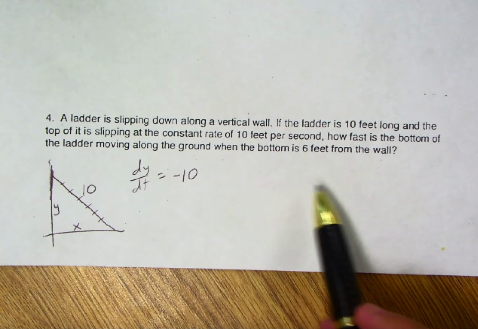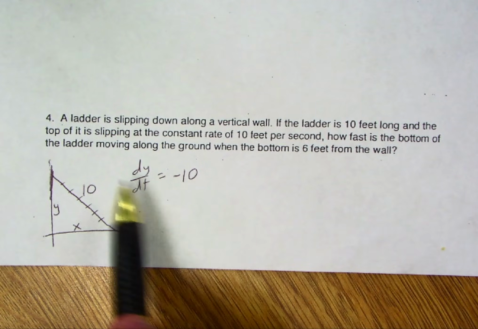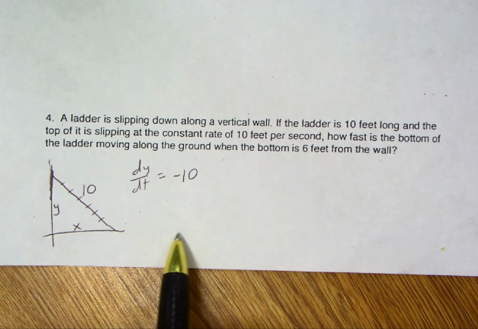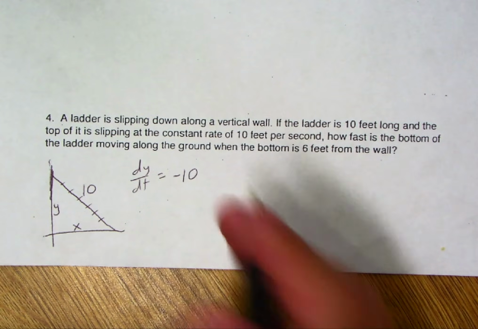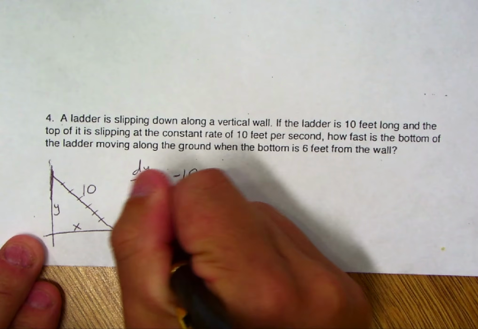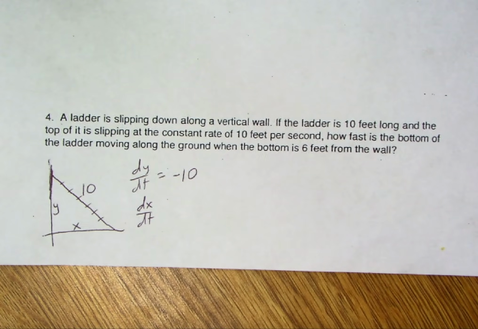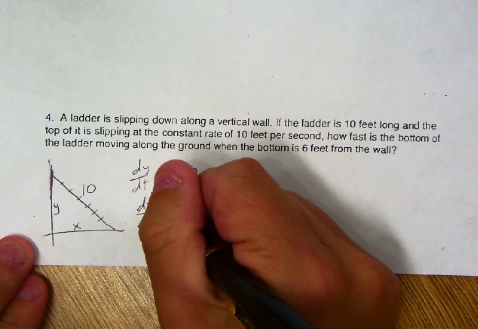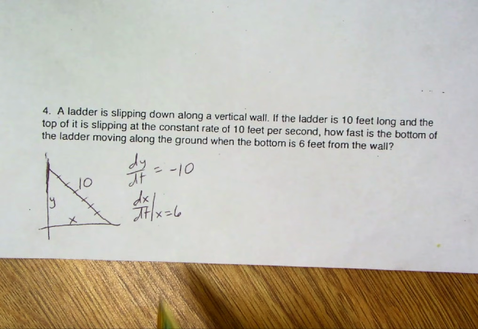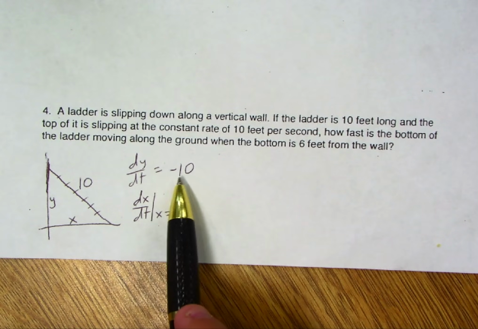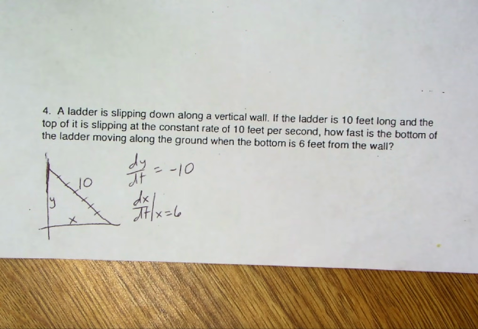We're looking for how fast the bottom of the ladder is coming out when the bottom is 6 feet from the wall. So we're looking for dx/dt, the rate of change of x, when x is 6, meaning when the bottom of this ladder is 6 feet from the wall. So that's the R in DREADS, the rate I know and the one I'm trying to find, and when I'm trying to find it. Now I need the E.